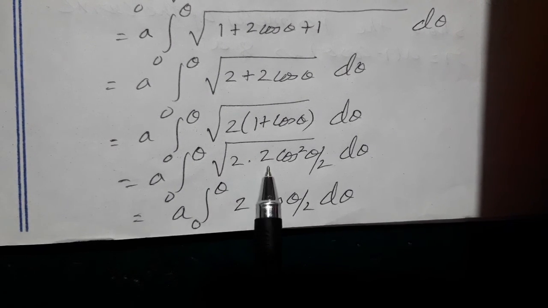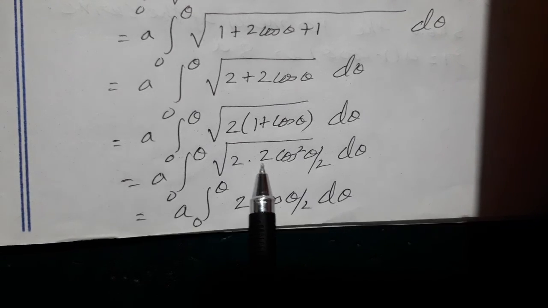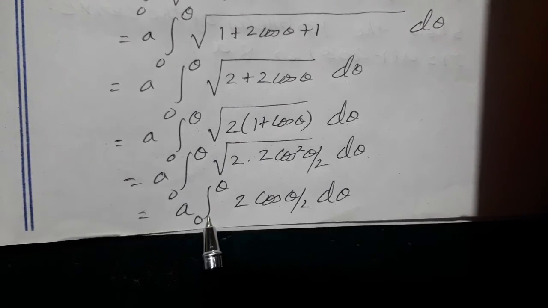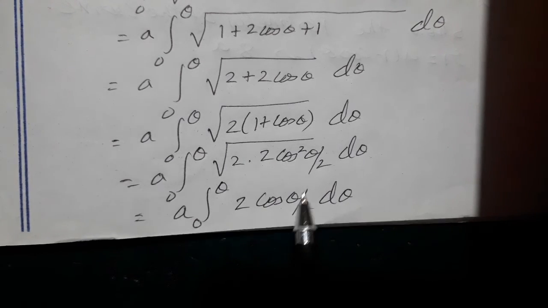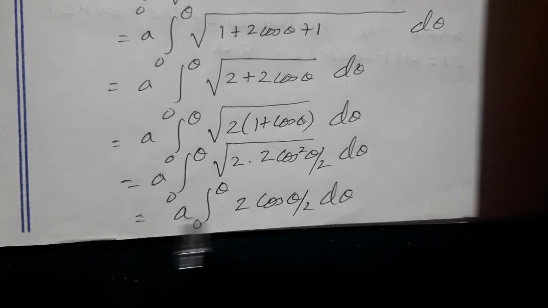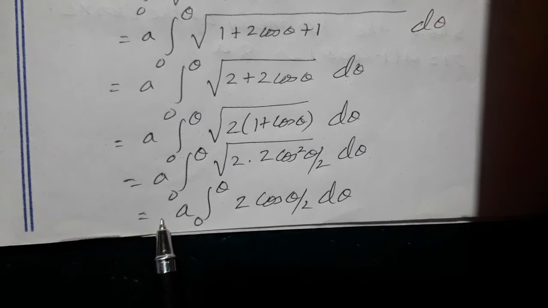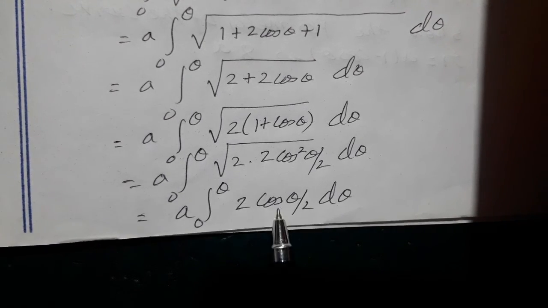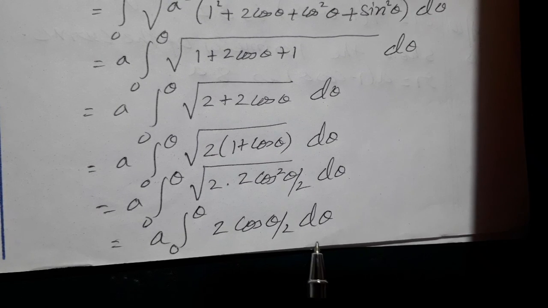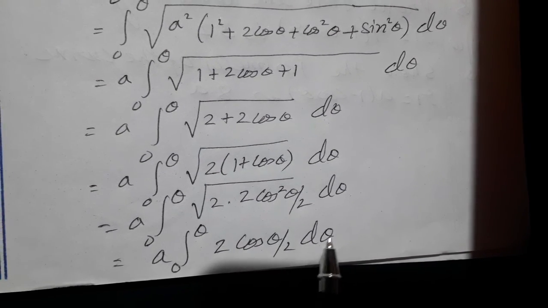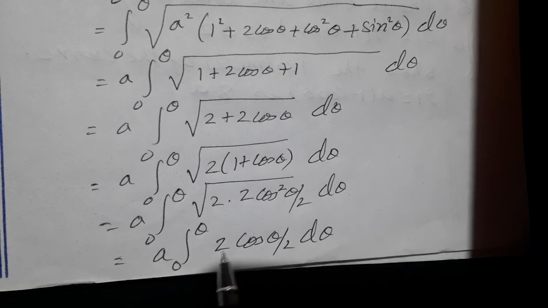Here 2 into 2 gives 4, so it comes out of the square root, and we get 2 square cos square theta by 2. The square root of this is nothing but cos theta by 2. So 2 is a constant and will come out of the integration, so we get 2a. Now we'll try to integrate cos theta by 2, which is sin theta by 2, and since we are dividing by 2, we have to multiply by 2.